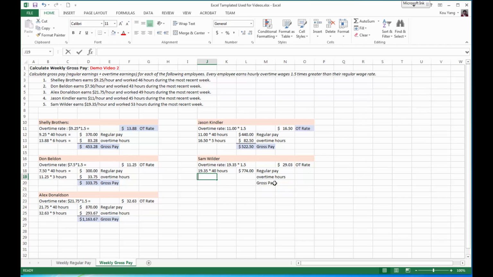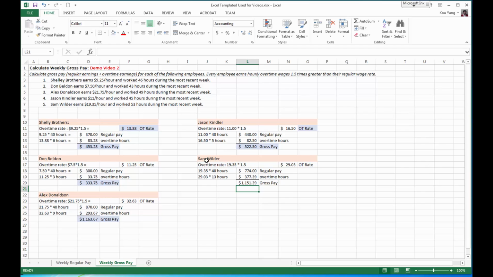His overtime pay will consist of taking his overtime rate of $29.03 times the 13 hours of overtime. Basically, I took 53 hours, subtracted the 40 hours, and I'm left with 13 hours of overtime. I'm going to take $29.03 times 13 hours of overtime for a total of $377.39. So my total gross pay for Sam Wilder for this week is $1,151.39.